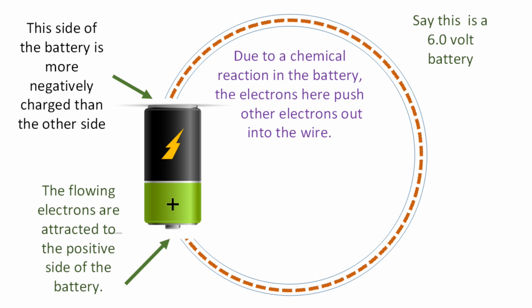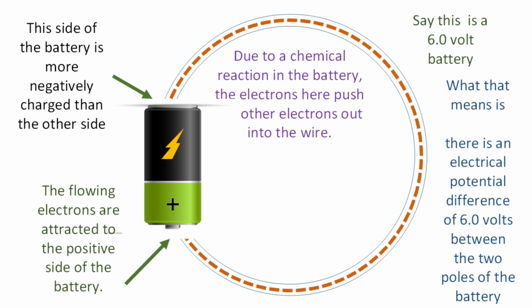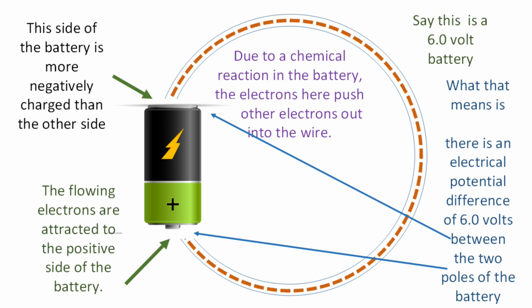Say this is a 6-volt battery. What that really means is there is an electrical potential difference of 6 volts between the positive side and the negative side. That's why they call it electrical potential. The battery is full of electrons that want to get far away from each other, but the potential for these particular electrons crammed in that little space is 6 volts.